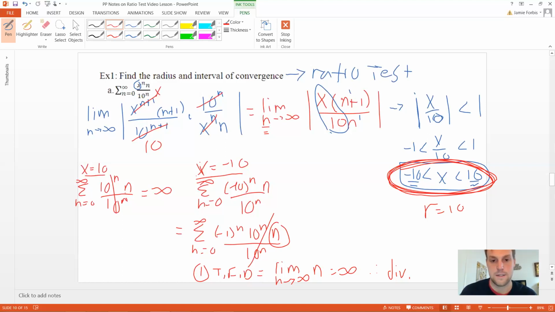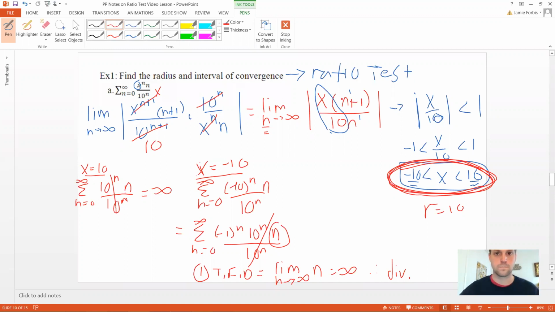Okay. Does that make sense? That's all this is going to be. All you're doing is the ratio test with x included, solving for the interval of convergence, and then just testing the endpoints. And that's it. Okay. So any questions on this one before I move on? The rest of the examples are just like this. So if you didn't get this one 100%, the countless more examples I have should help.